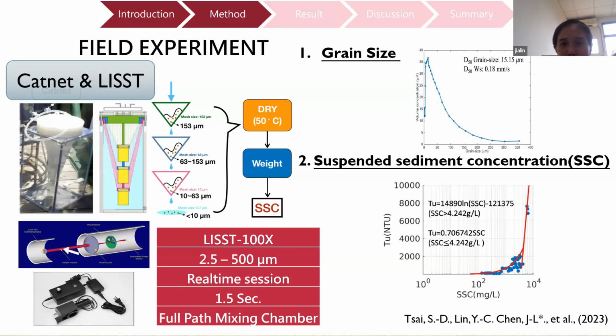So the experiment was done during the rainy season, not exactly during a typhoon, because during a typhoon the water is too strong. But within these 3 months of rainy season, we got quite a lot of data, which provide us the grain size distribution, and also a nice rating curve between the turbidity and the SSC. So we are able to use those data as our model input.